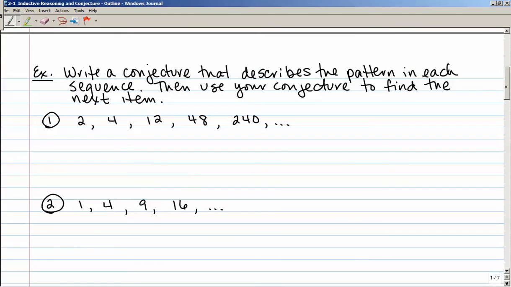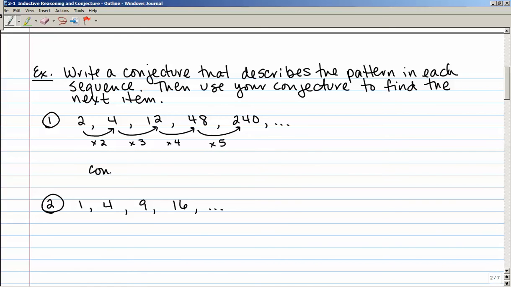So here are some examples. Write a conjecture that describes the pattern in each sequence. Then use your conjecture to find the next item. So in example number 1, I have 2, 4, 12, 48, 240. Well, I know that when I go from 2 to 4, I'm multiplying by 2. When I go from 4 to 12, I'm multiplying by 3. 12 to 48, I'm multiplying by 4. And 48 to 240, I'm multiplying by 5.